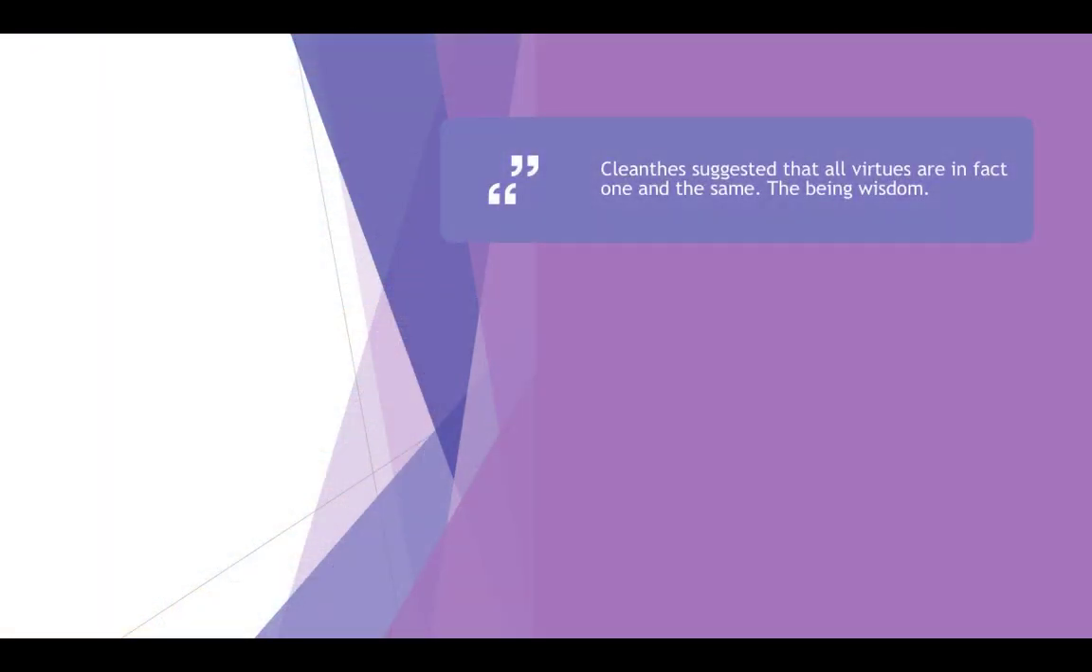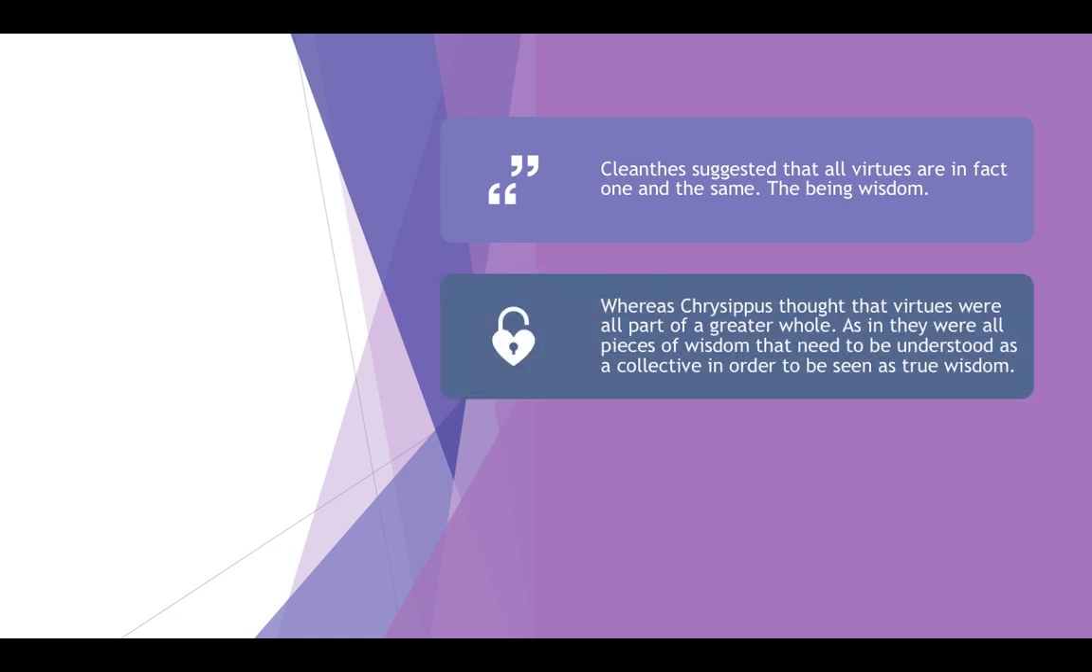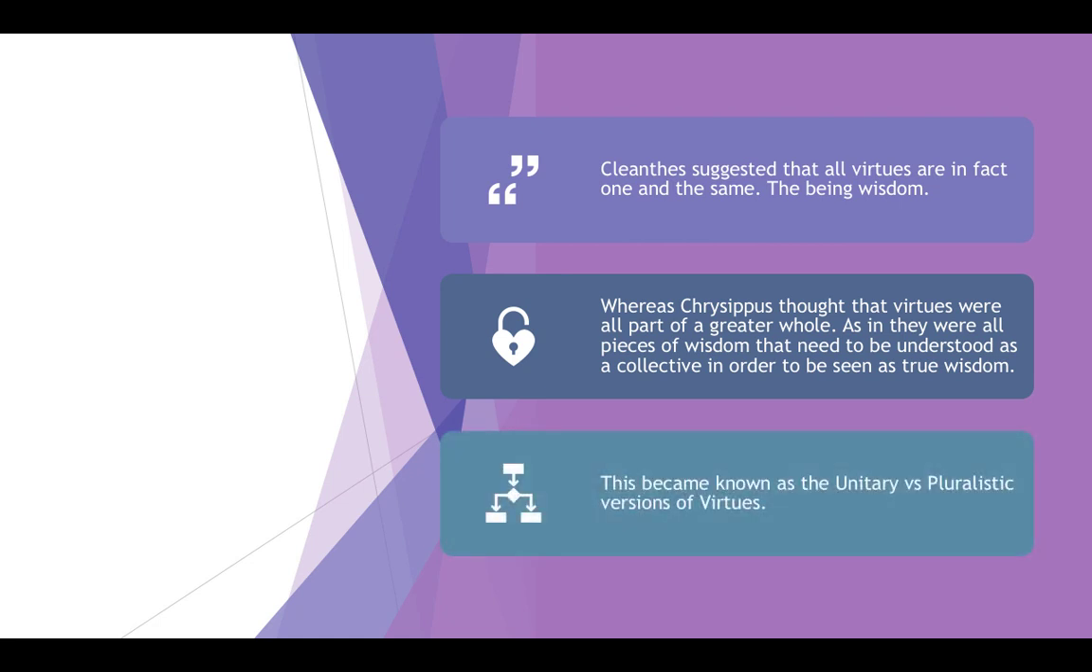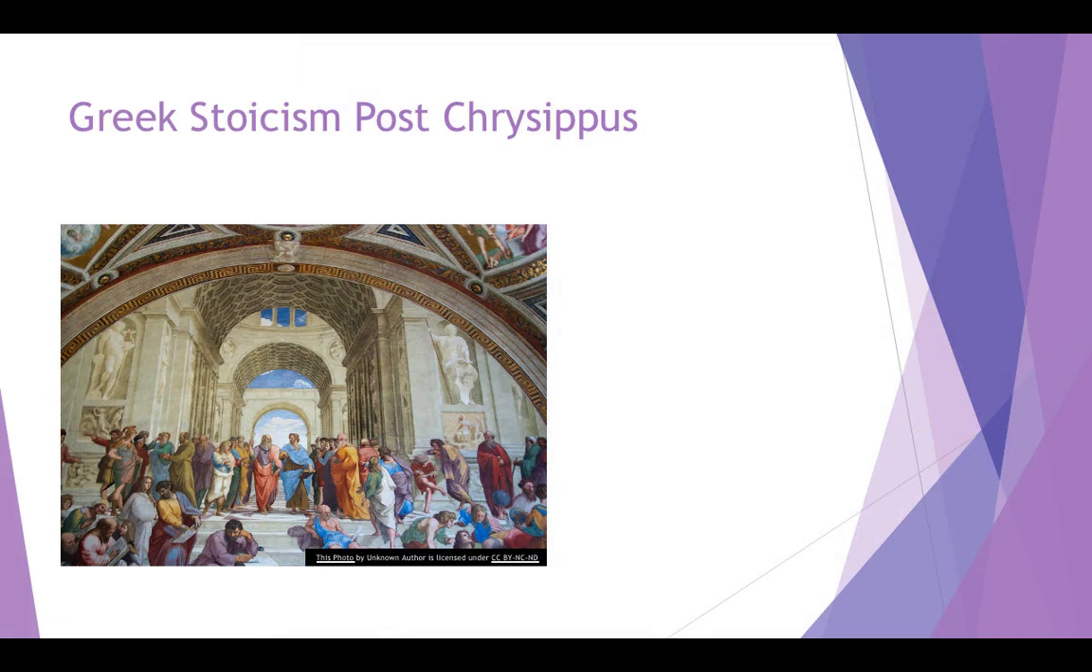On one hand, Cleanthes suggested that all virtues are in fact one and the same, that being wisdom. So all the virtues that we're going to talk about when we look at Stoic ethics are all the same thing, really, and they're all just part of this ideal of wisdom. Whereas Chrysippus thought that virtues were all part of a greater whole, as in they were all pieces of wisdom that need to be understood as a collective in order to be seen as true wisdom. So all the virtues collectively come together to form wisdom, not that all virtues are basically wisdom. There are slight differences between the two, and it became known as the divide between unitary and pluralistic versions of virtues.